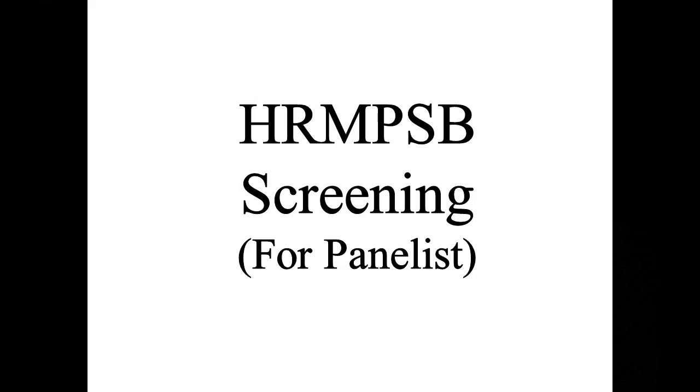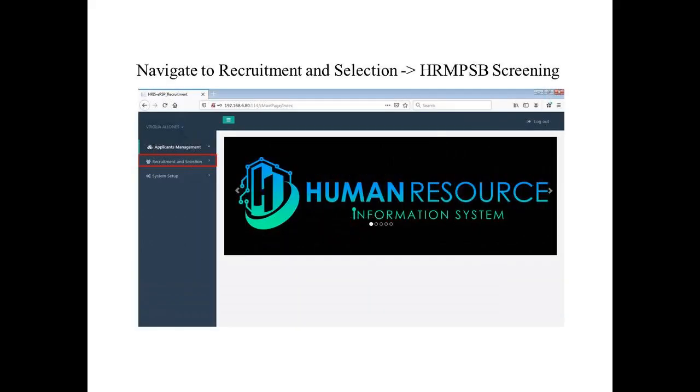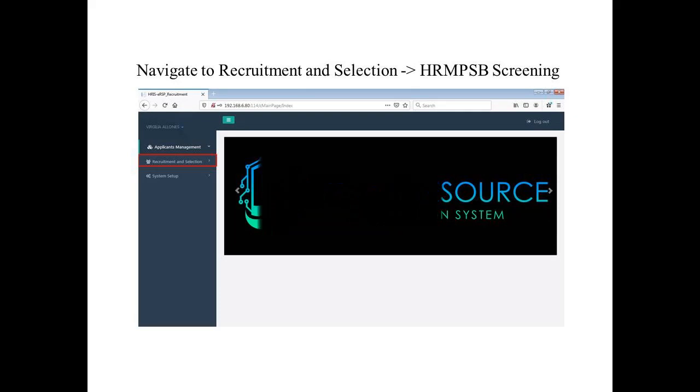HRMPSB Screening. For panelists, note: in the HRMPSB Screening main page, you will be able to add PSB ratings and start PSB by selecting positions first. In adding PSB ratings, only the authorized panelist members for that specific application will be able to rate the applicants. Since HRMPSB Screening is exclusive only for panelists to rate various applicants, navigate to Recruitment and Selection, HRMPSB Screening.